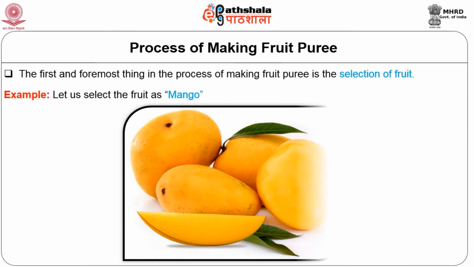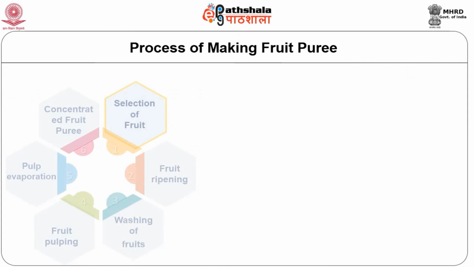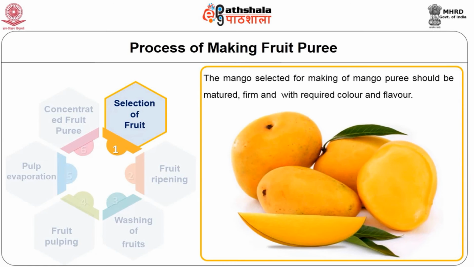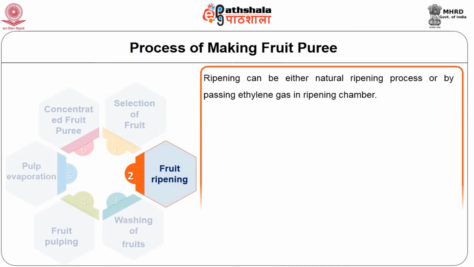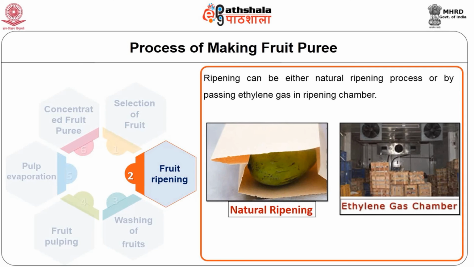First and foremost important factor is the selection of fruit. To make a good quality puree, selection of mango is very important. The mango should be matured, firm, with required color and flavor. The selected fruit then goes for ripening. Ripening can be either a natural ripening process or by passing ethylene gas in a ripening chamber.